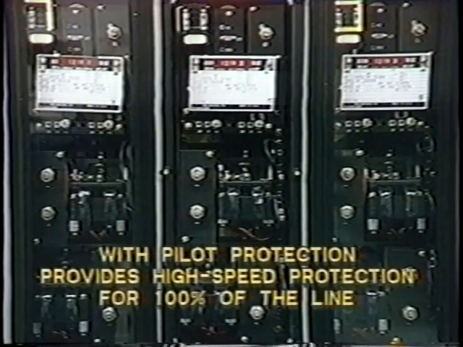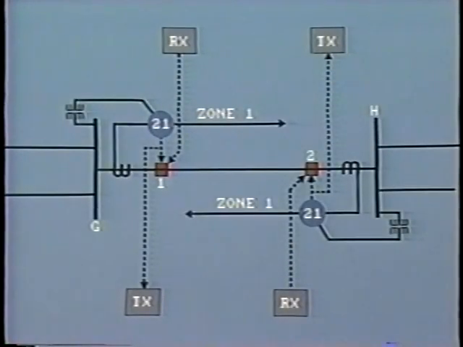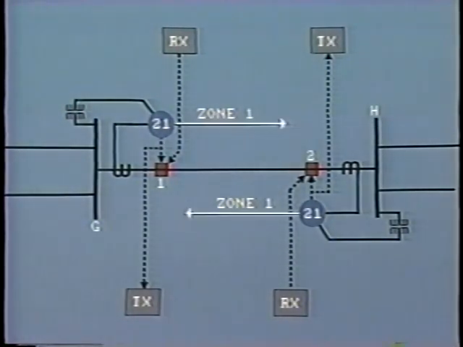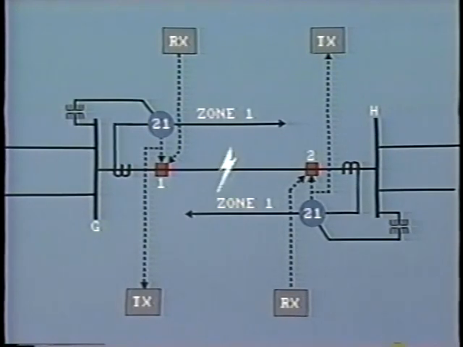Pilot relaying helps us achieve high-speed protection on 100% of the line. There are several different methods of applying pilot protection, as we'll see. Let's look at an example using distance relays, bearing in mind that a similar arrangement could be made for overcurrent relays. Here, the distance relays, Zone 1, are set to cover 80% of the line from their respective ends, and therefore overlap. If a fault occurs within this overlap section, then the relay at each end will operate and immediately trip both breakers, so providing high-speed tripping.